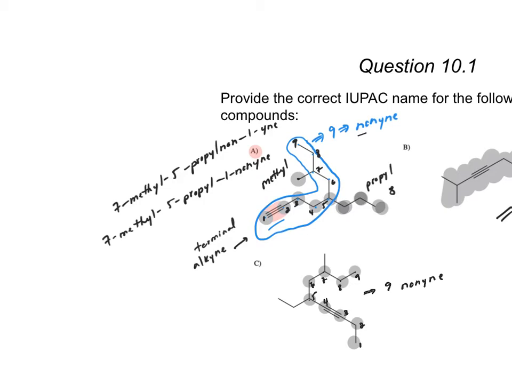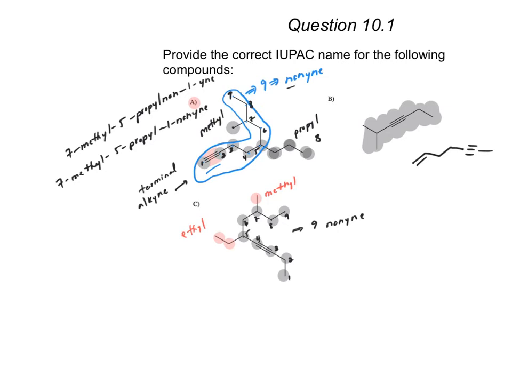And then for our substituents, we have a methyl and an ethyl group. So now we're ready to assemble the name. Ethyl comes first, so this would be a 5 ethyl, and then a 7 methyl. And again, we'll move into the parent at this point. So this is non, and now to specify where that carbon-carbon triple bond starts, we'll say 3-yne.